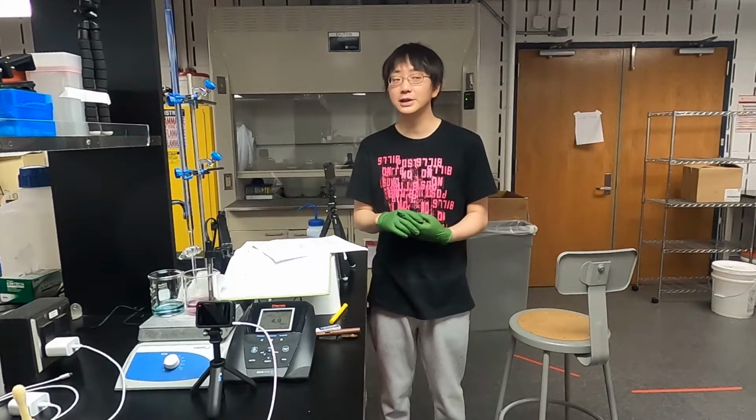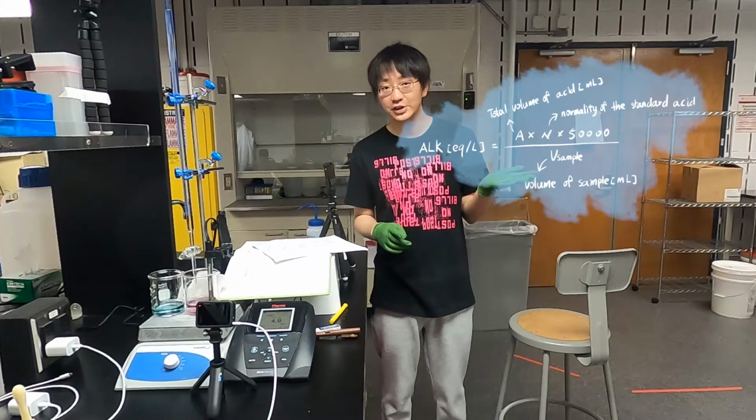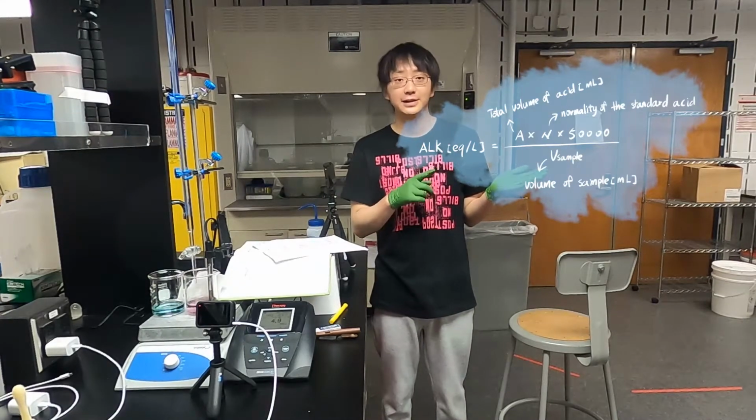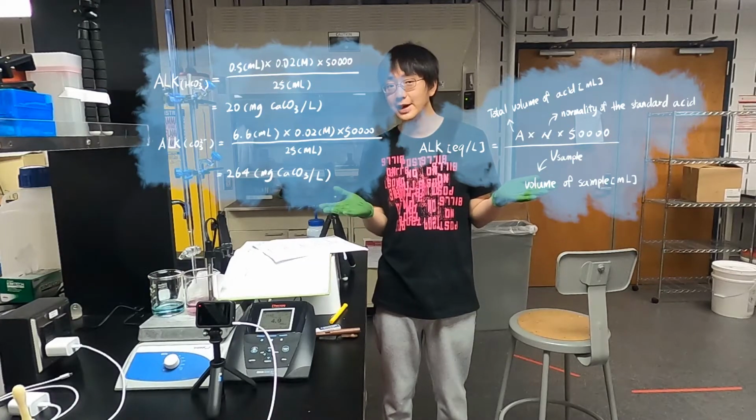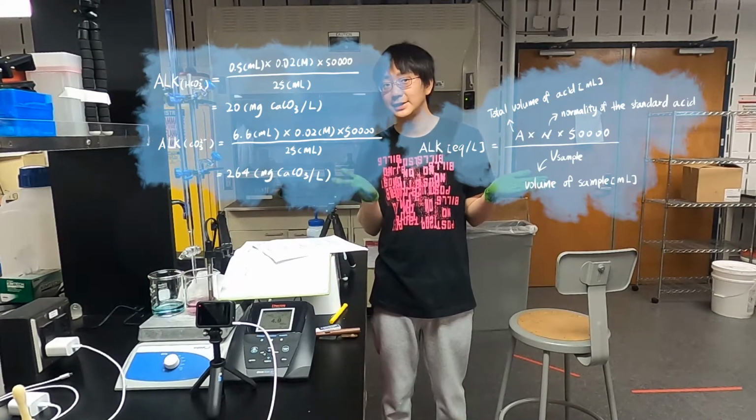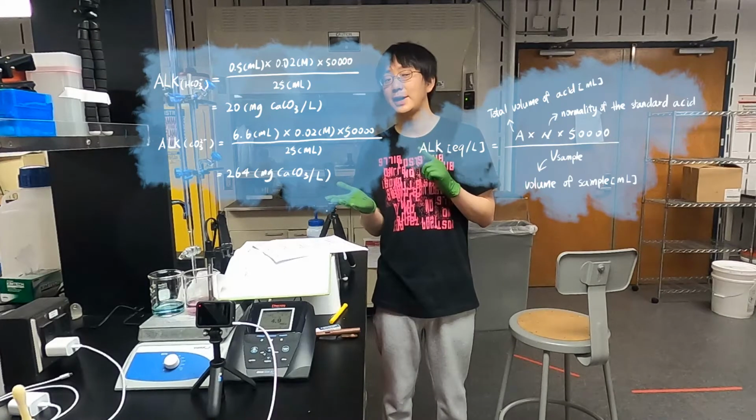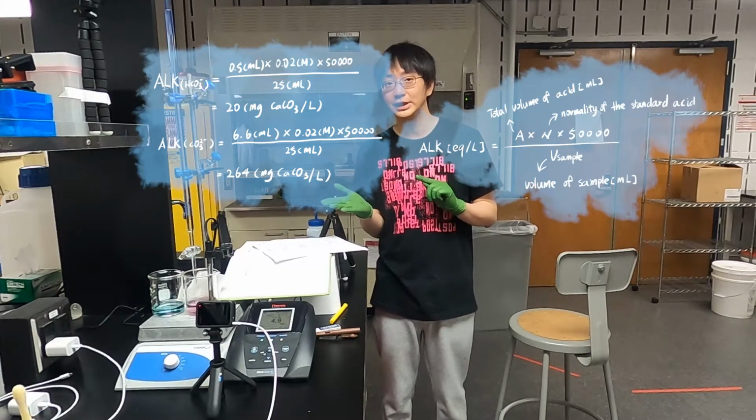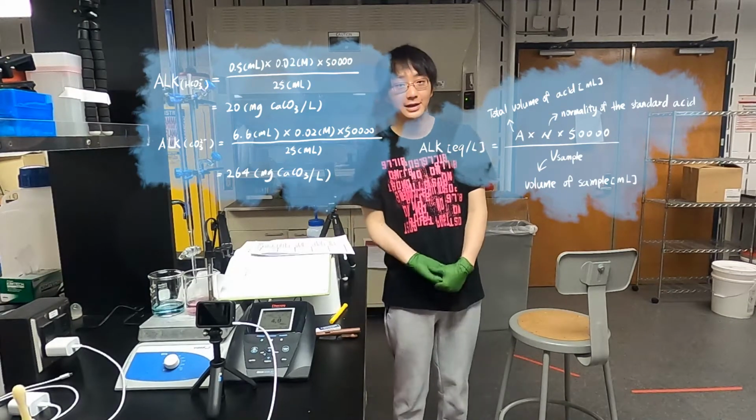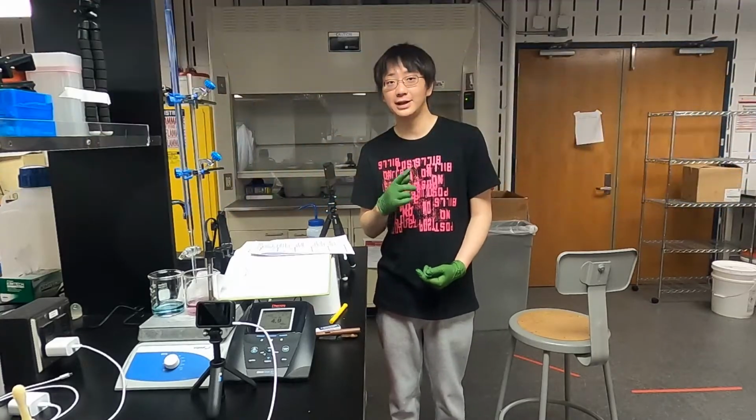So let's recall the equation that Shuwen mentioned before. And based on this equation, we can plug in the numbers from our experiment's data, and then we can calculate bicarbonate alkalinity and carbonate alkalinity. So this is for alkalinity.